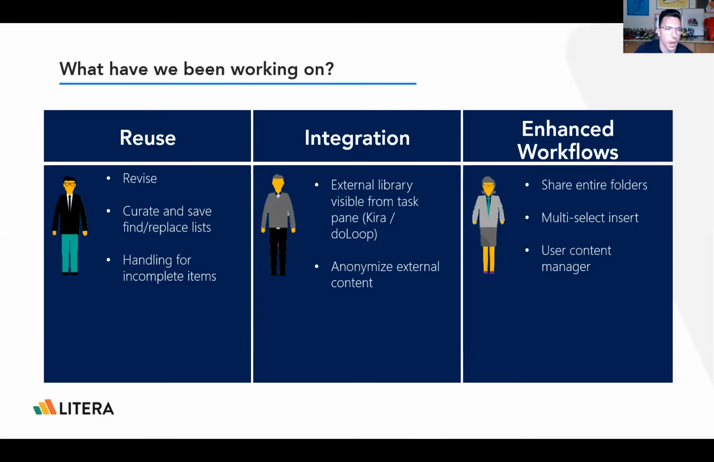We extended our integrations, external library visible from the task pane. So in Q1, we had some integrations with Kira and DoLoop. We extended the ability to move content from those external third-party systems into Clause Companion and run the anonymization process on that external content. You couldn't do that previously. If content was coming from Kira or DoLoop, you had to put it into a document first and then store it off. And as part of that save workflow, you could run the anonymization. Now you can move it right as it's coming from Kira or DoLoop directly into our system without putting it in a document, and you can run an anonymization process on it.